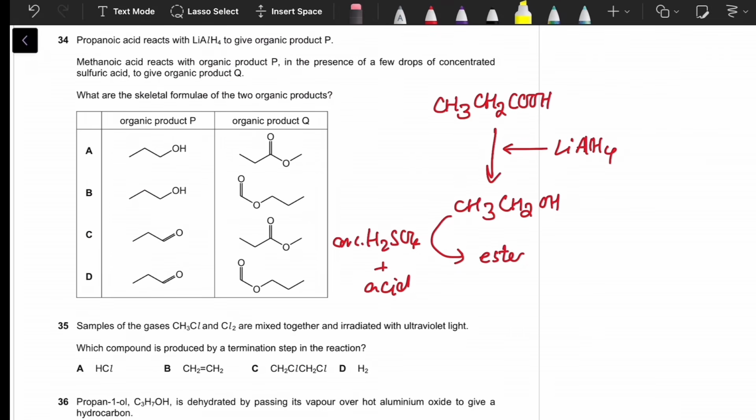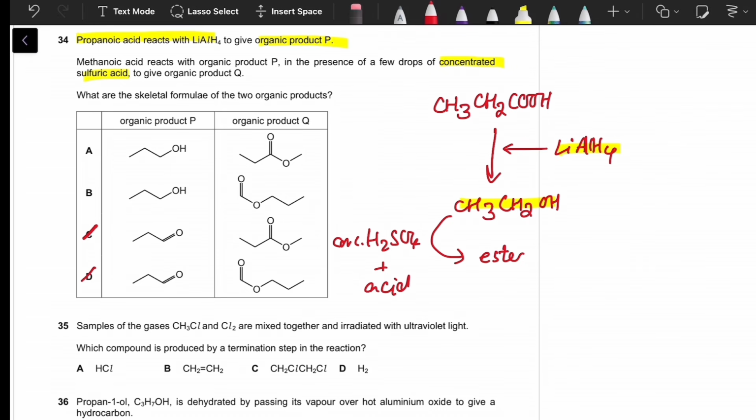Question number 34 states that propanoic acid reacts with LiAlH4 to give an organic product. This product then reacts with methanoic acid in the presence of concentrated sulfuric acid to give a second organic product. What are the skeletal formulae of these two organic products? Okay, so LiAlH4 is actually a very strong reducing agent that reduces carboxylic acids into primary alcohols. So we end up with an alcohol, propan-1-ol. Therefore, options C and D are definitely not correct because we don't end up with an alcohol in this case.